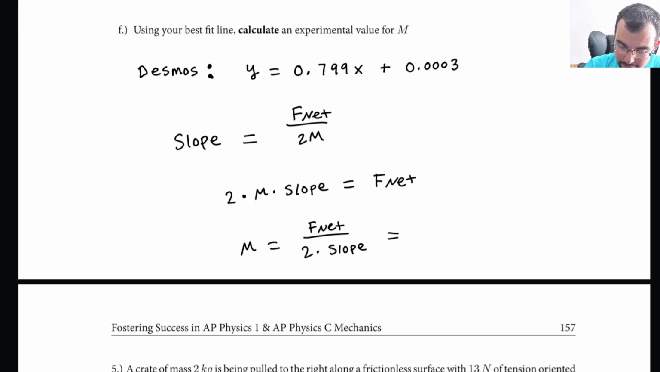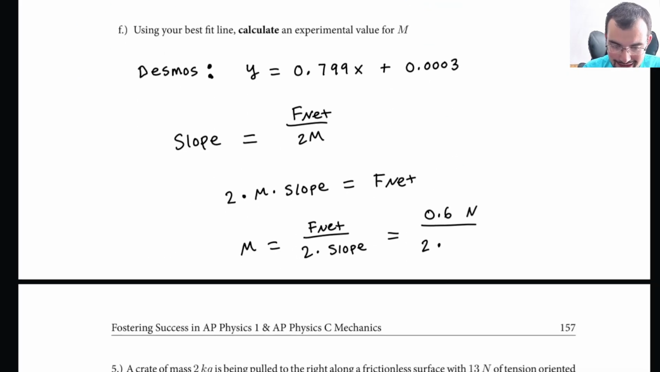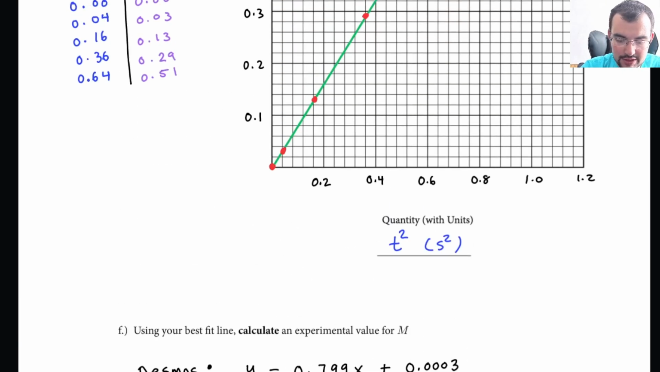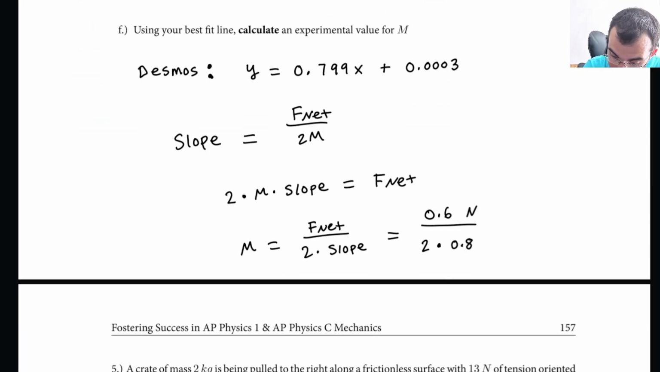So the net force was 0.6 newtons, and the slope would be 2 times, let's see, what's the slope? We said the slope is 0.8, we'll round it to. And the slope will be units of meters on the rise and seconds squared on the x. So this would say that our mass would have units of newtons per meter second squared.